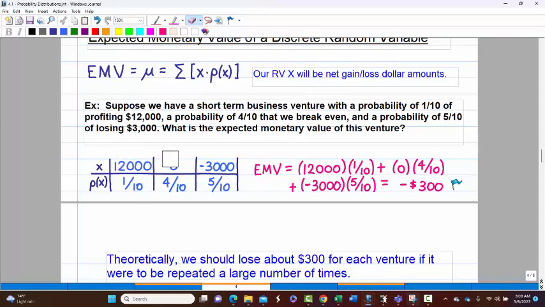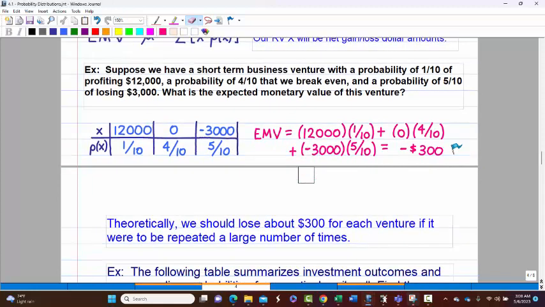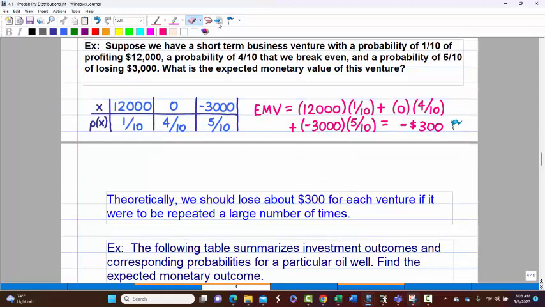Now here's where you've got to be careful. If you remember this, then you'll have no trouble. Even though you don't see a negative sign in the problem, there's no negative on the number, losing $3,000 makes it negative. So the word losing makes that a negative 3,000. If you're careful there, you're great. So we have 1 out of 10 for the probability of winning 12,000, 4 out of 10 break even, 5 out of 10 of losing 3,000. So you just do the calculation, x times p, x times p, x times p. And that comes out to be negative 300.